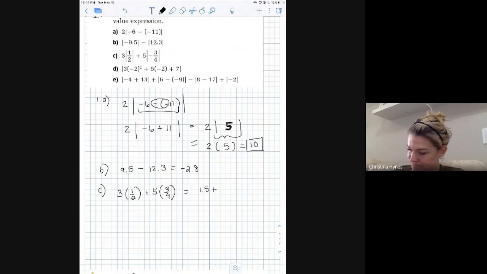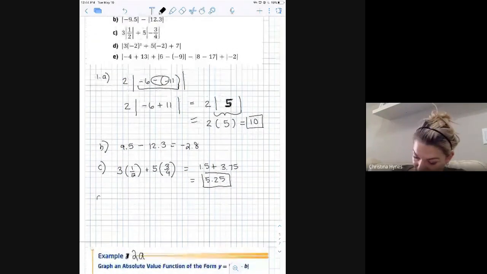Half of 3 would be 1.5 plus, you can have decimal values in this case, so it's up to you. And then 5 times 3 divided by 4 would be plus 3.75. So I would put that into my calculator and get 5.25 as my answer. Okay, so you can write it as a decimal value or a fraction is what I'm saying there.